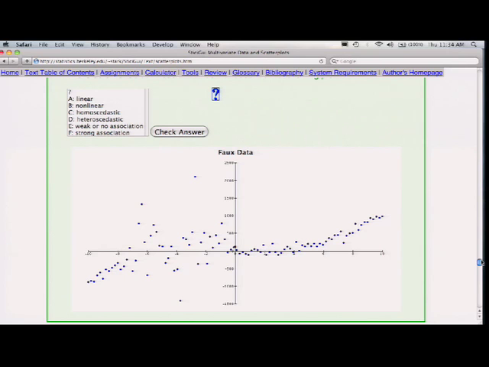Okay, heteroscedastic or homoscedastic? Hetero. Okay, a lot more vertical scatter in this region than in this region, for the sake of argument. Okay, association weak or strong?